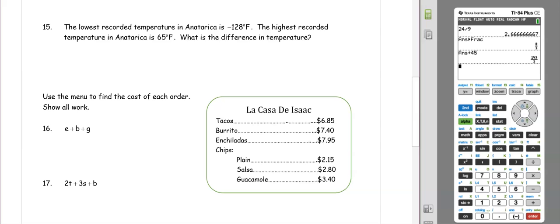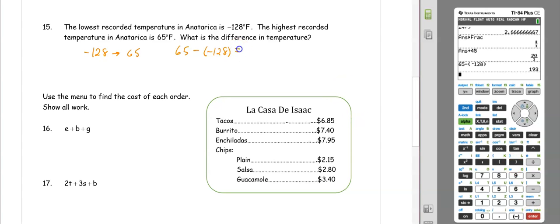In number 15, the lowest recorded temperature in Antarctica is negative 128 degrees Fahrenheit. The highest temperature in Antarctica is 65 degrees Fahrenheit. What is the temperature difference? So we want to go from the lowest to the highest. So we're going to do 65 minus our lowest temperature. So 65 minus parentheses negative 128. So we went up 193 degrees. So it's going to be an increase of 193 degrees. That's the difference between the two temperatures.